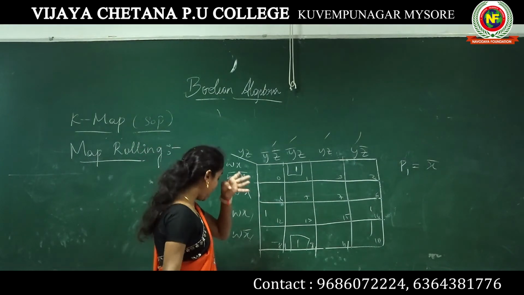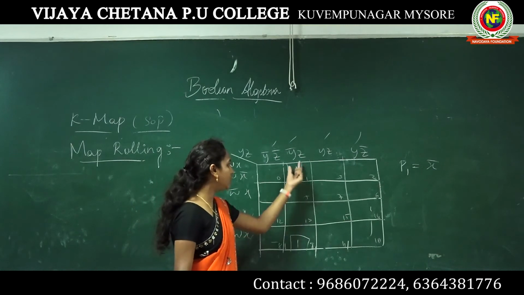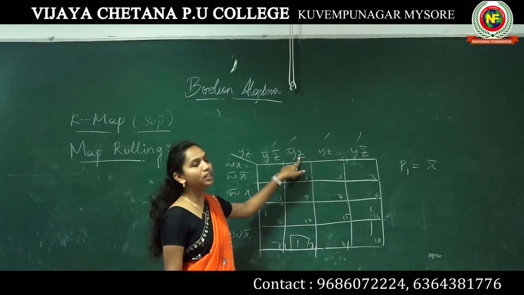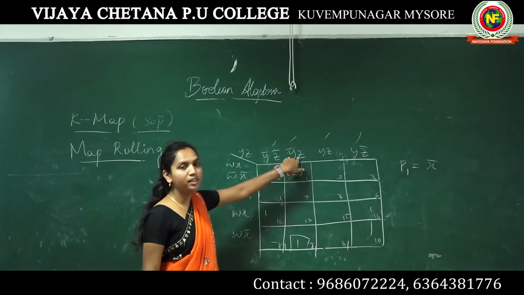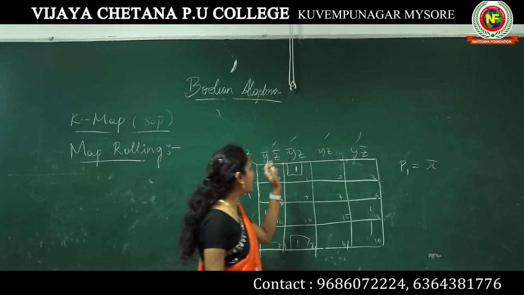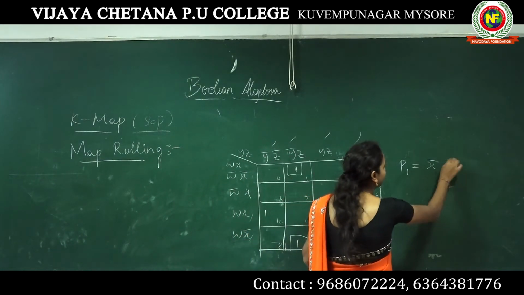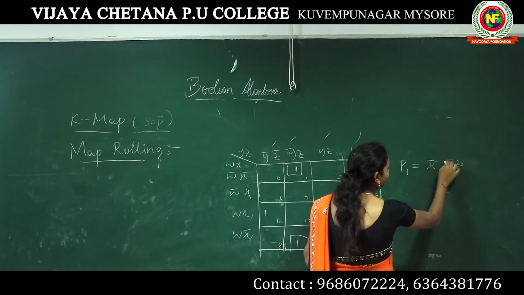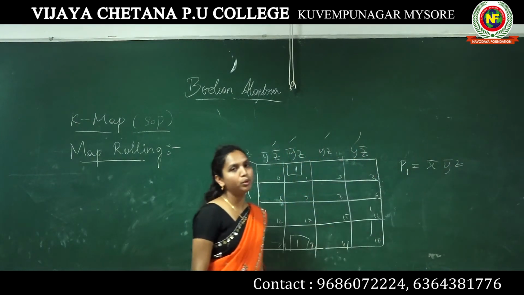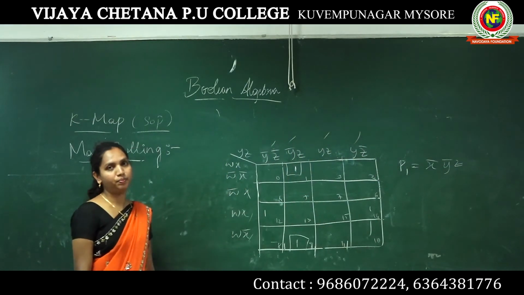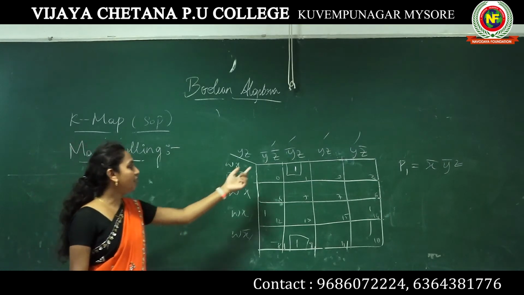Okay. Now next in the vertical. This is in the same vertical line, so I'm just taking this one. There is no other variable to compare, so I just write what it is as: y bar and z. So you are done with the first pair.